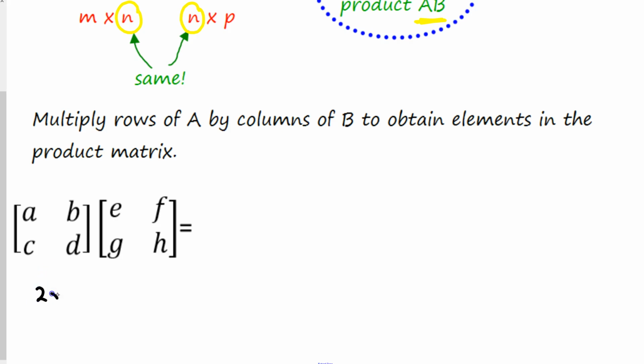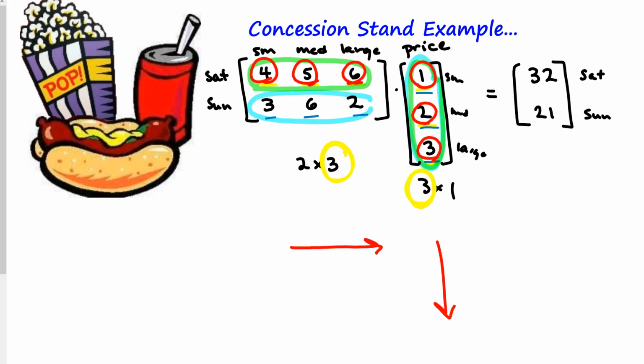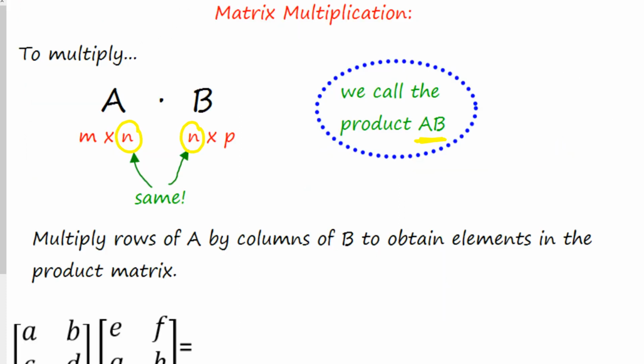So notice that matrix A is 2 by 2 and matrix B is 2 by 2. So the inside numbers do match. And also, the outside numbers are going to tell you the dimensions of your answer. So 2 by 2 happens to be the answer. If we look back at the example, the outside numbers 2 by 1, those were the dimensions of the answer, 2 by 1.